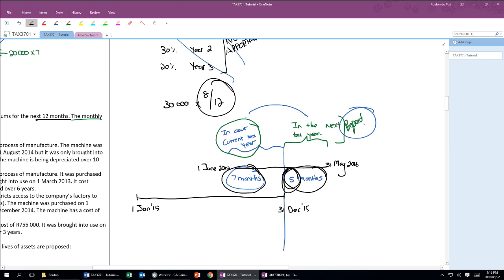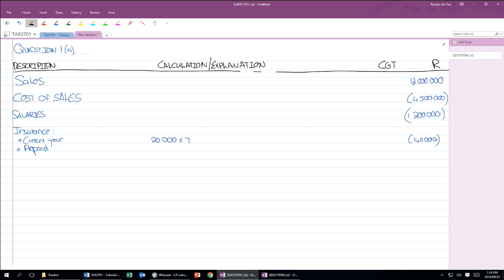Because it is for 5 months, it is less than 6 months, it means we may deduct it. So, prepaid expenditure over here, I'm going to make the comment over there, as prepaid for 6 months or less, prepaid amount may be deducted.